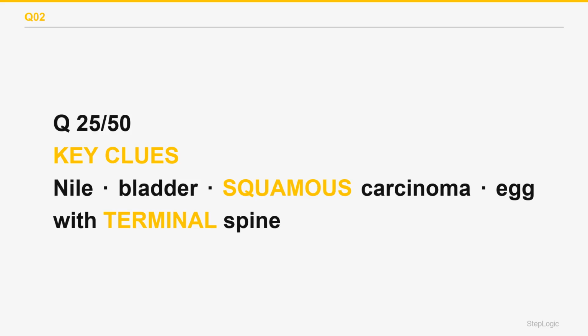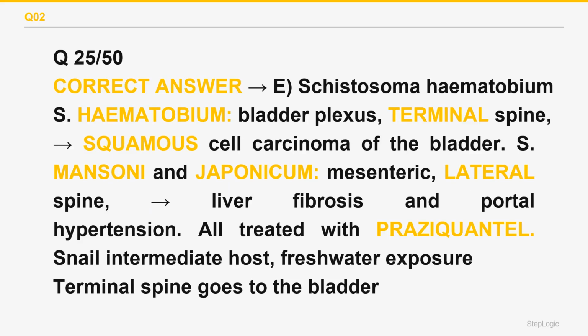Schistosoma haematobium inhabits the venous plexus of the bladder and its eggs, identified by a terminal spine, lodge in the bladder wall, producing chronic inflammation, squamous metaplasia, and eventually squamous cell carcinoma. This matters because bladder cancer is otherwise transitional cell carcinoma in the overwhelming majority of cases. A squamous histology should immediately raise chronic irritation, whether from schistosomiasis or long-term catheterization. Schistosoma mansoni and japonicum instead inhabit mesenteric vessels, producing hepatic fibrosis and portal hypertension, and their eggs bear lateral spines. Choices A and B wrong. The correct answer is E.